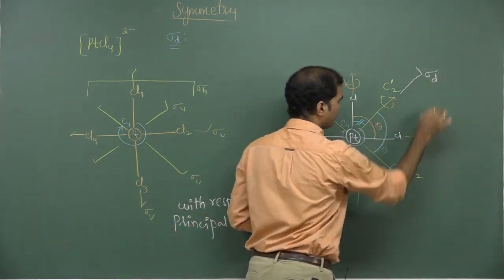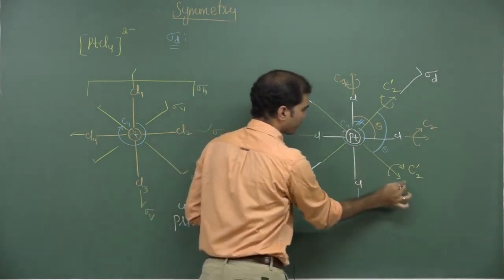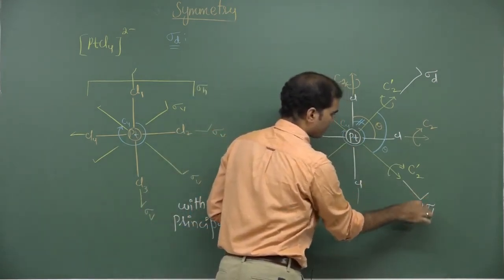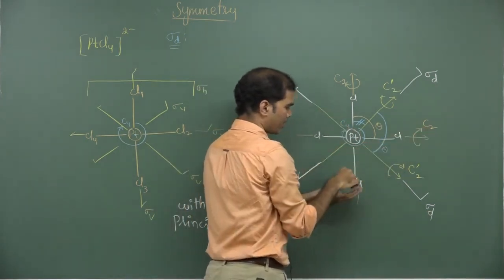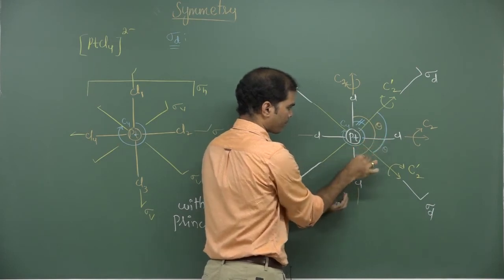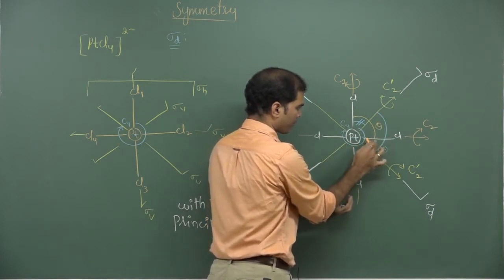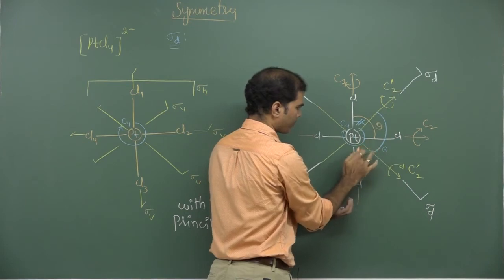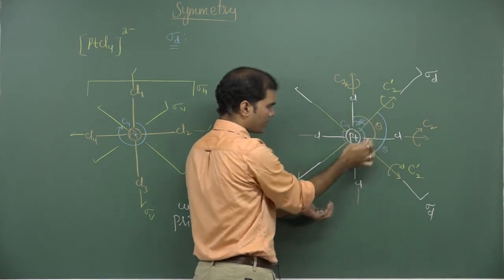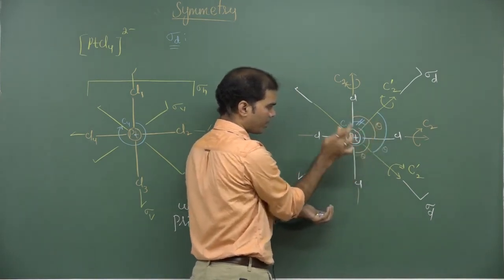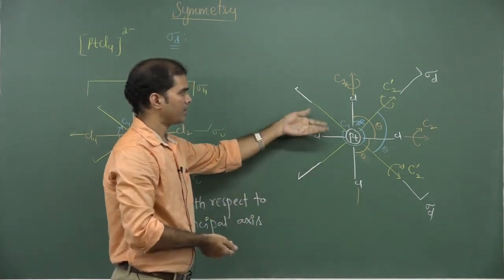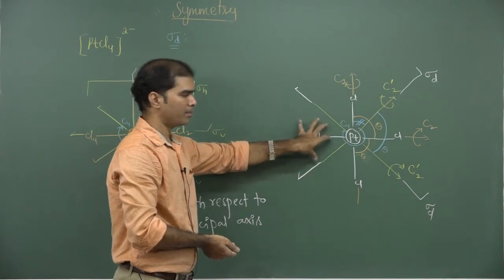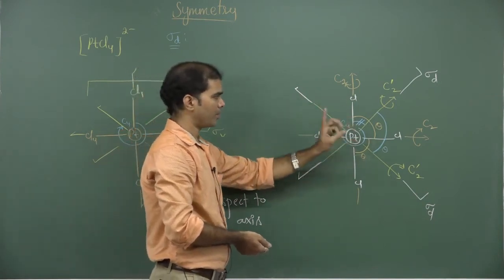Then this becomes sigma d. This becomes sigma d, because again this is C2, C2. Between these two there is an angle. It is not a continuous one. From here to here, stop. From here to here, you stop. You can just rewatch the video at this point. You need not get confused.